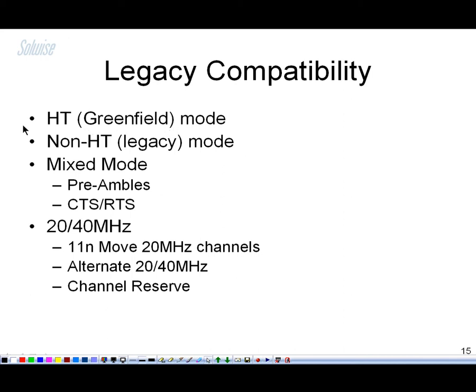Now, 11N can work in what is called a greenfield mode. Greenfield mode is high throughput greenfield mode. High throughput greenfield mode means the equipment is going to work in pure 11N. It doesn't care about 11G. And obviously, it's the most efficient mode that you can have equipment in, but it does mean that it effectively won't talk to any 11G equipment that's on the network. You've got the non-HT, which is the legacy mode, so this is actually a mode enabling it to talk to 11G equipment only, or you've got a mixed mode.